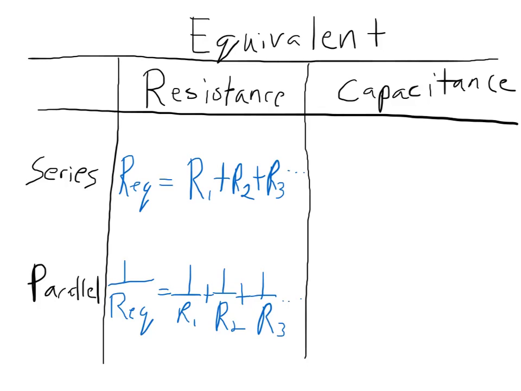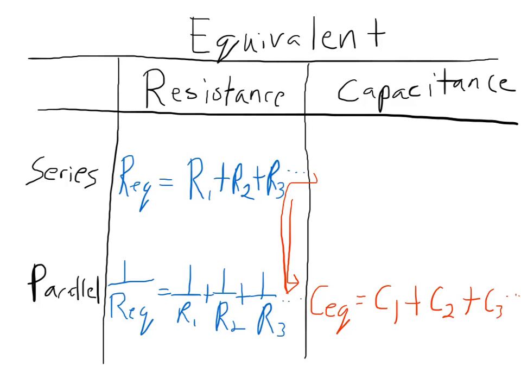So to find equivalent capacitance in a parallel circuit, CEQ is C1 plus C2 plus C3 and so on. And notice that is what would be the rule for resistance in a series circuit. And in series for a capacitor, it's what the rule would be for parallel in resistors. So if you have capacitors in series, you do 1 over CEQ equals 1 over C1 plus 1 over C2 plus 1 over C3.